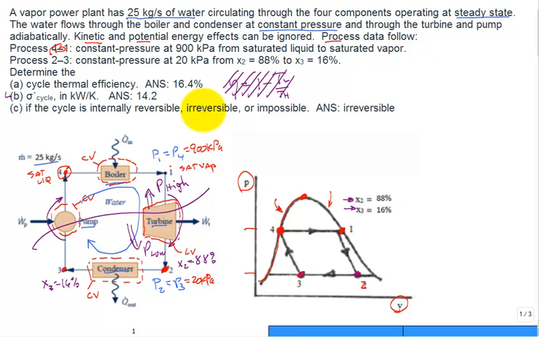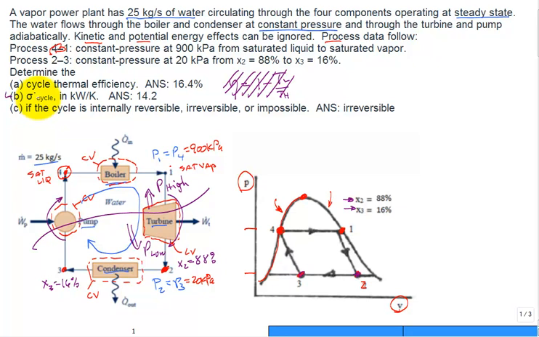You'd like to use it if it's applicable, but it looks like we're going to have to check to see if it's reversible or has some irreversibilities. If it has some irreversibilities, sigma dot cycle is greater than 0. Or if sigma dot is negative, then we conclude it's not a possible cycle, it's an impossible cycle. It somehow violates the second law of thermo.